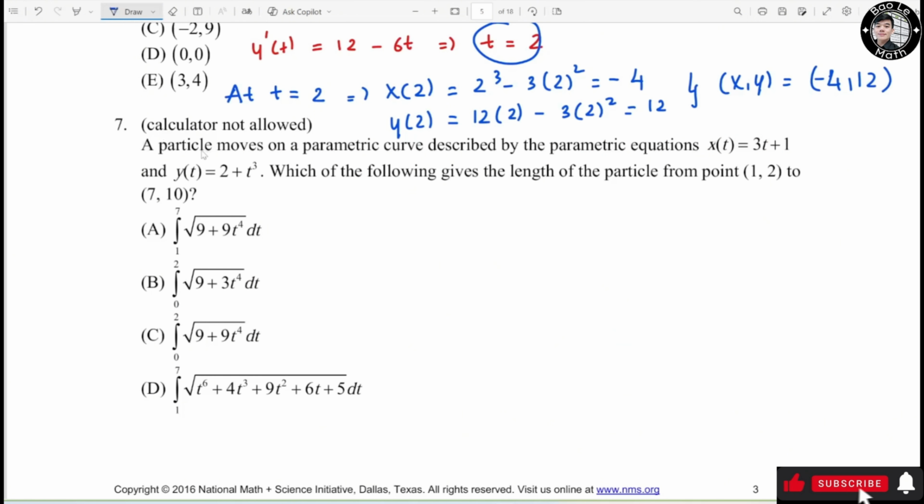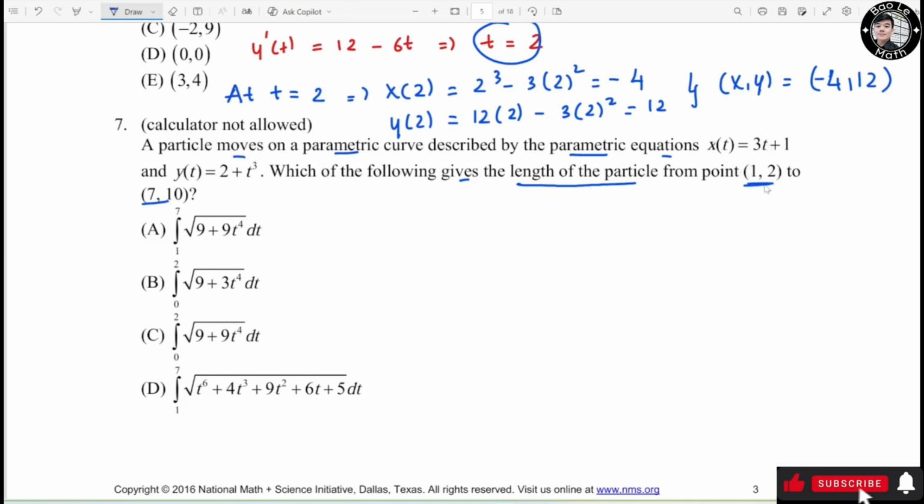Question 7. A particle moves on a parametric curve described by the parametric equations s of t equals 3t plus 1, y of t equals 2 plus t cubed. Which expression gives the length of the path of the particle from point 1, 2, to 7, 10?